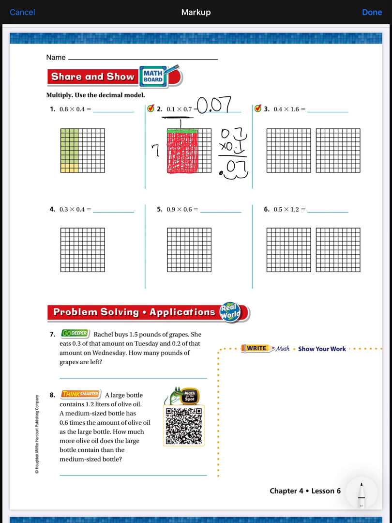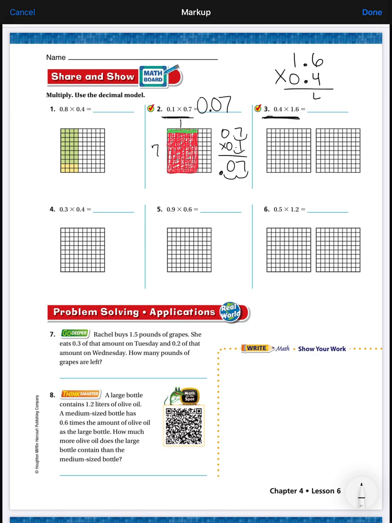And I actually want to look at one where we're just doing it that way, and we're just going to ignore the diagram for right now. Let's look at number 3. I'm going to do that one with just the standard algorithm, okay? So we have 0.4 multiplied by 1.6. We're going to stack 1.6 on top, times 0.4, just like so, okay?